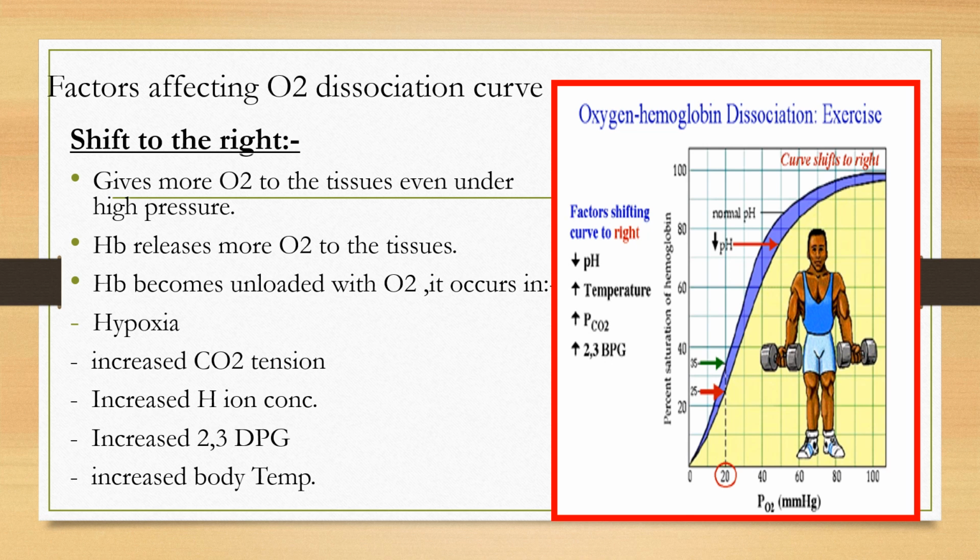Also, what we call 2,3-diphosphoglycerate can come in RBCs during anaerobic glycolysis with high metabolic activity of RBCs. This also occurs in exercise, with high metabolic activity, so it means we need more oxygen.